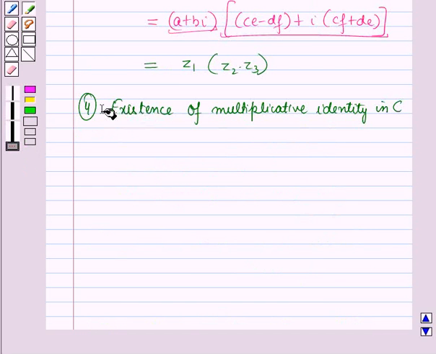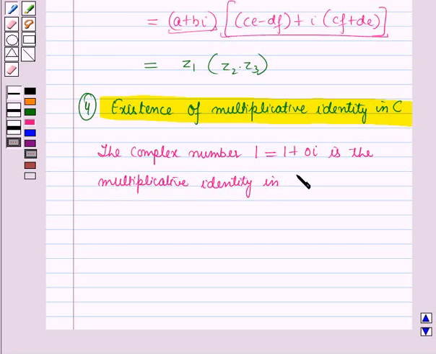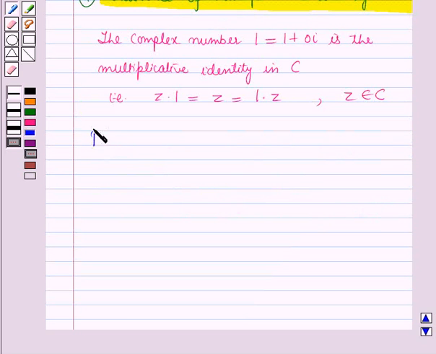Now let us discuss the existence of multiplicative identity in the set of complex numbers C. Now the complex number 1, which is equal to 1 plus 0 iota, is the multiplicative identity in the set of complex numbers C. That is, for every complex number Z, we have Z into 1 is equal to Z is equal to 1 into Z. Now let us prove this.